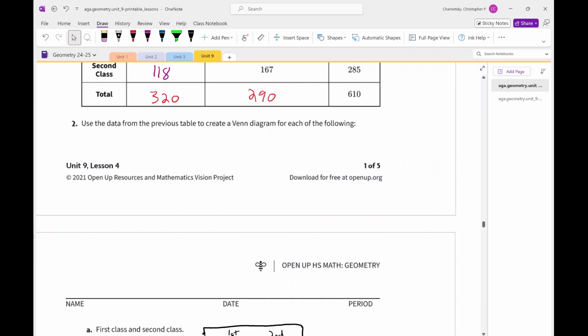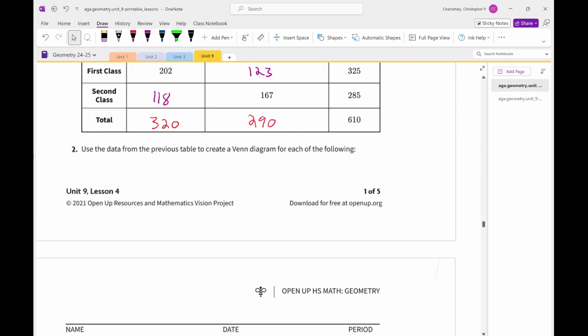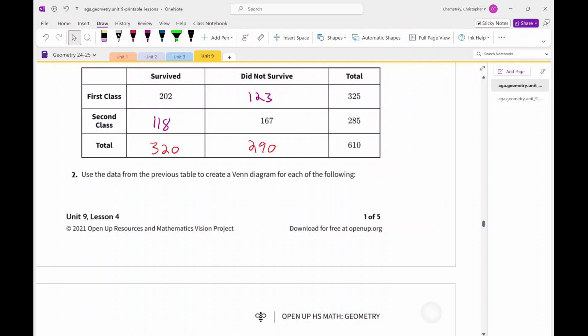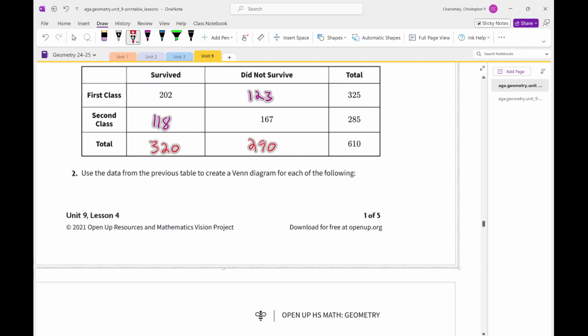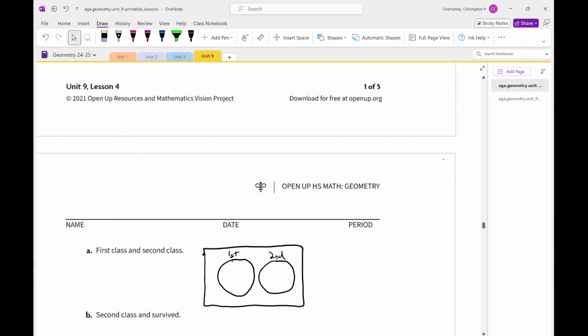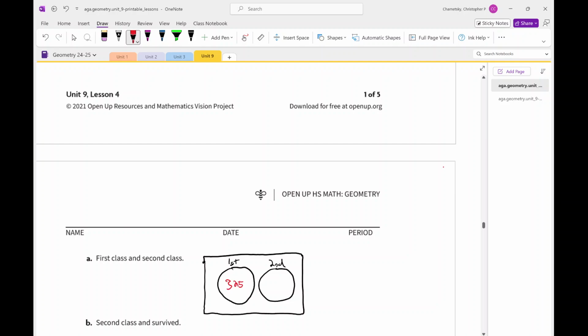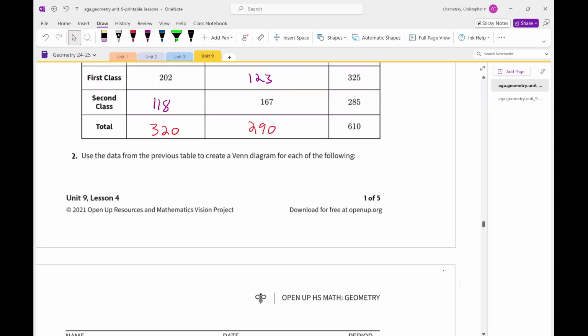We have the first class is 325. And the total second class is 285.